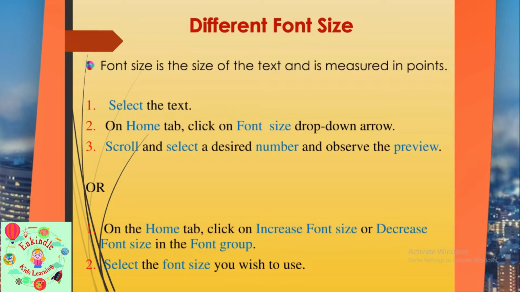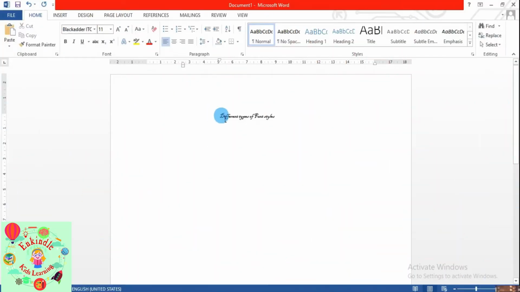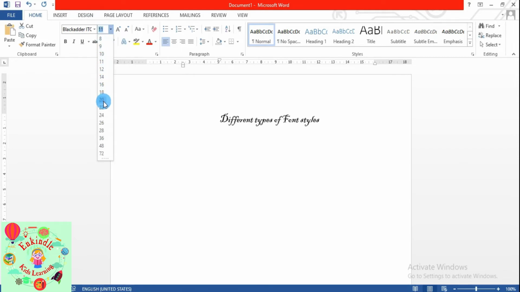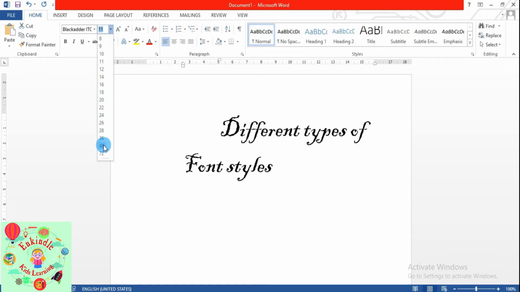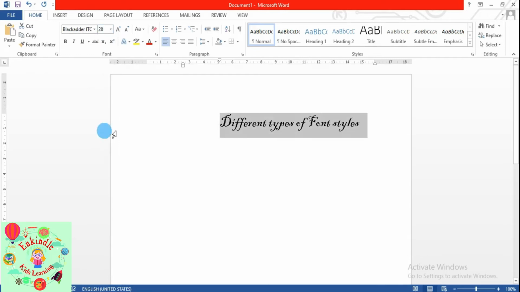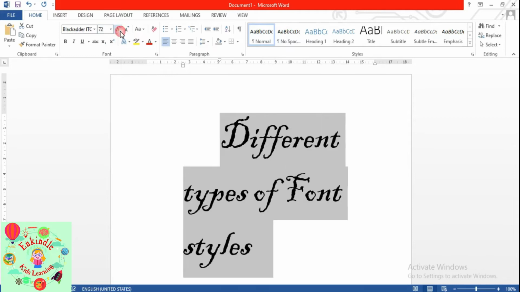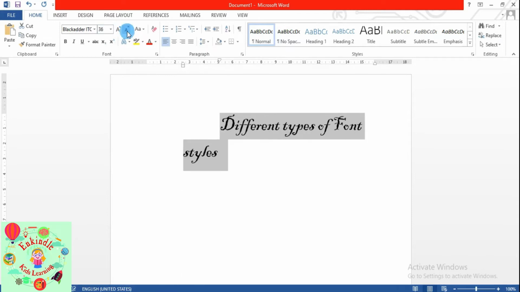Let us see how to apply different font size onto the text. First, select the text. On the Home tab, click on the font size drop-down arrow, scroll and select a desired number and observe the preview in the selected text. Or the one more method is, on the Home tab, click on Increase Font Size or Decrease Font Size in the font group. Select the font size you wish to use.